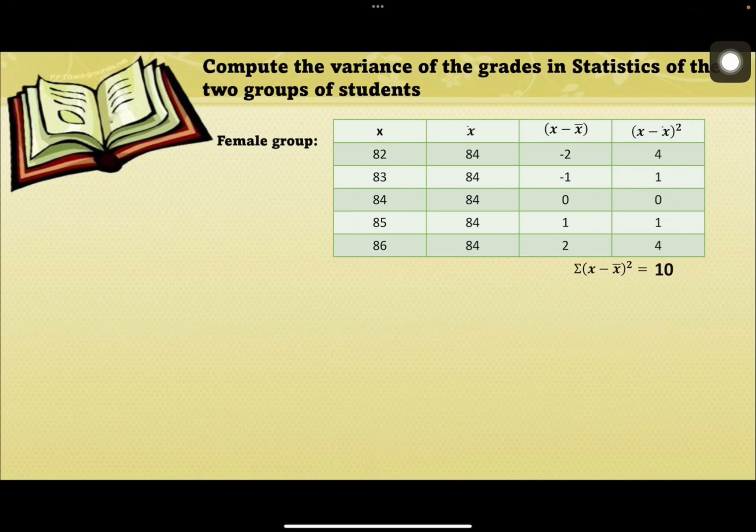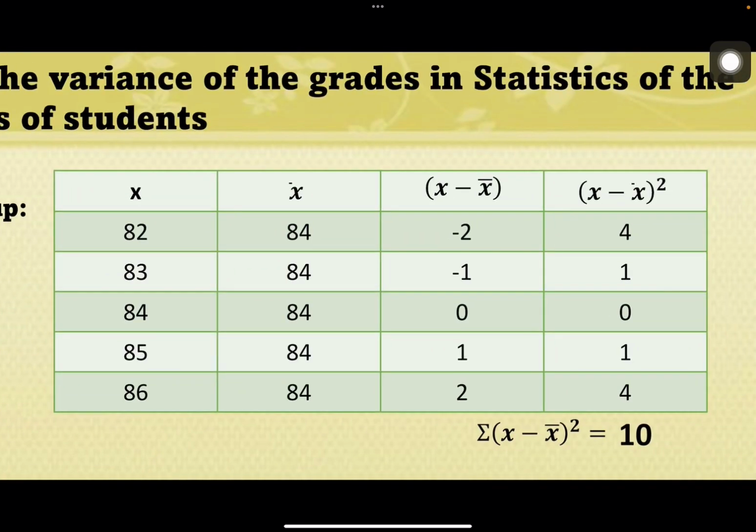Next, the female group. If we do the same sa female group, 82 minus 84, we have negative 2. So, x minus the mean. The mean is 84. So, 82 minus 84, negative 2. 83 minus 84, negative 1. 84 minus 84 is 0. 85 minus 84 is 1. And 86 minus 84 is 2.